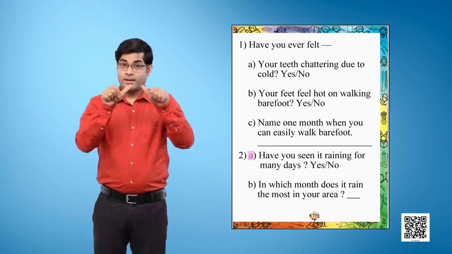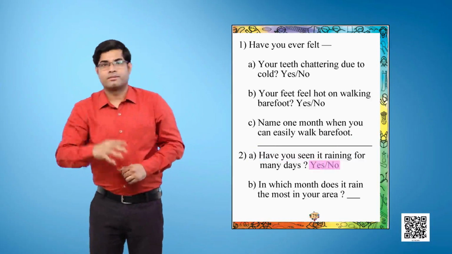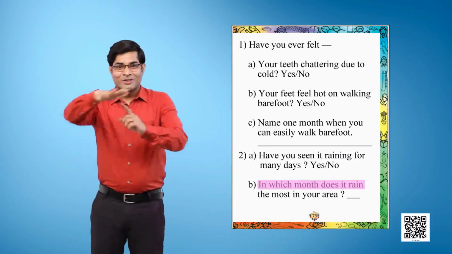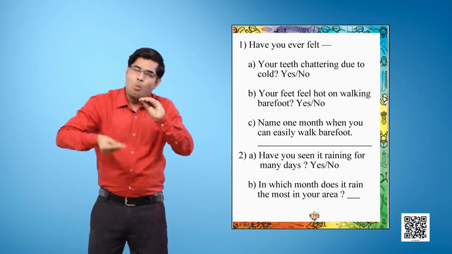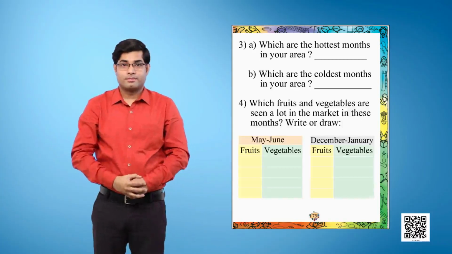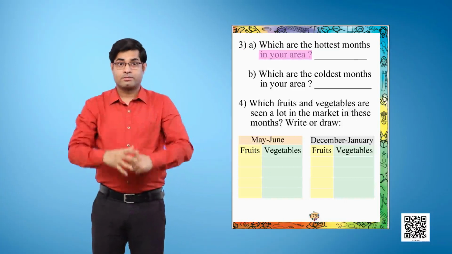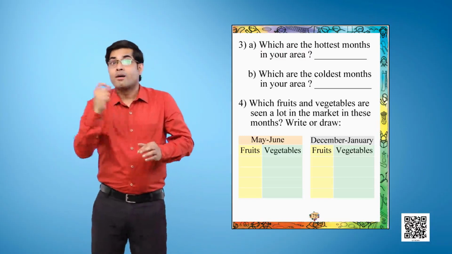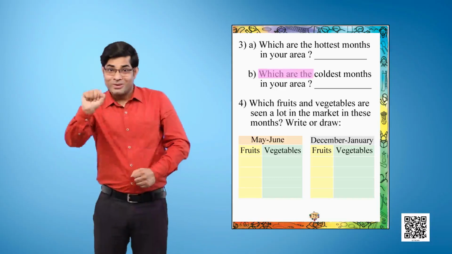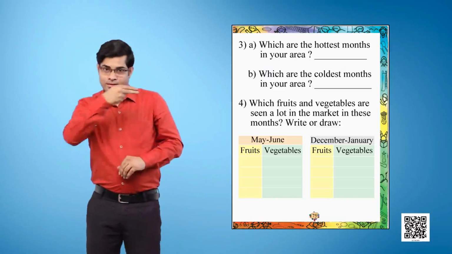Question 2. A. Have you seen it raining for many days? Yes or no? B. In which month does it rain the most in your area? Dash. Question 3. A. Which are the hottest months in your area? Dash. B. Which are the coldest months in your area? Dash.